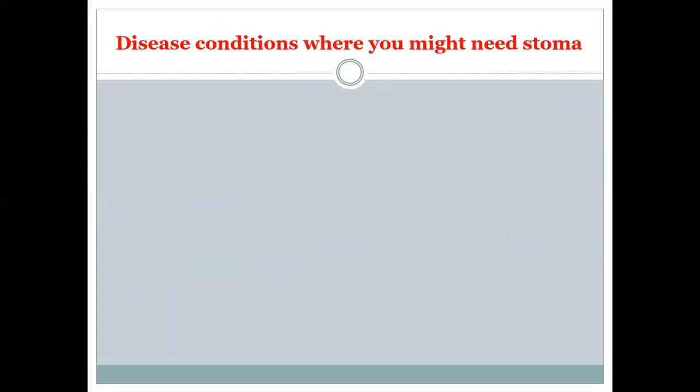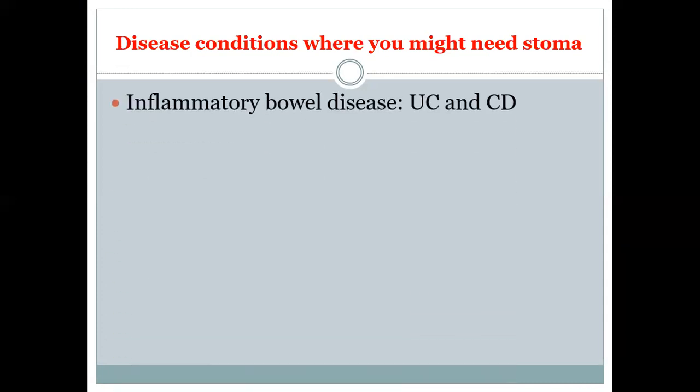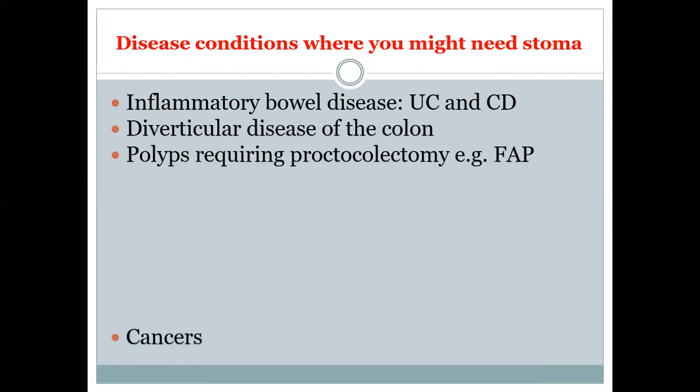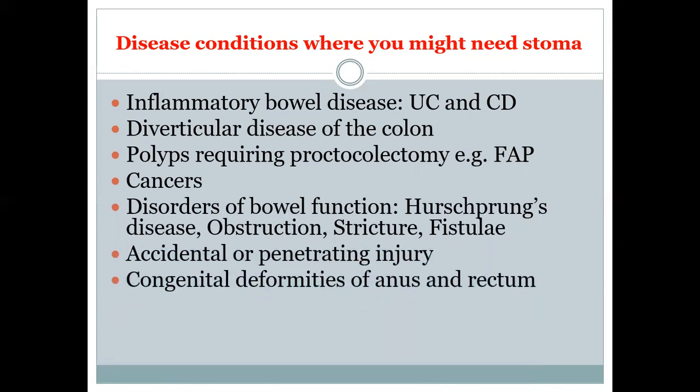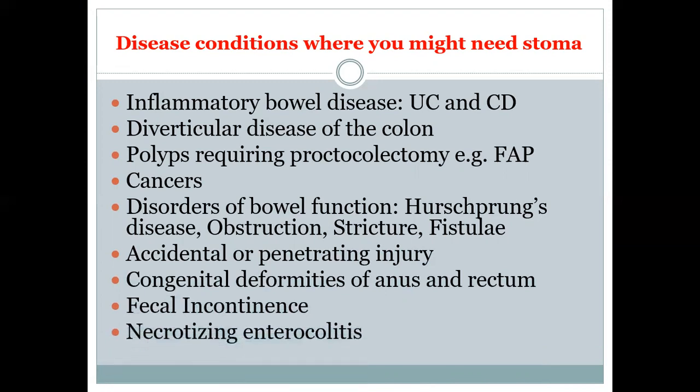What are the conditions in which we might need to use a stoma? We have so many conditions like inflammatory bowel disease, diverticular disease, polyps, cancers, disorders of the bowel function like Hirschsprung, obstruction, stricture, fistulae, accidental or penetrating injury, congenital forms, fecal incontinence, or necrotizing enterocolitis.